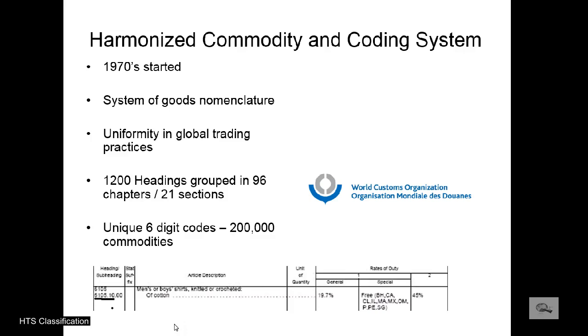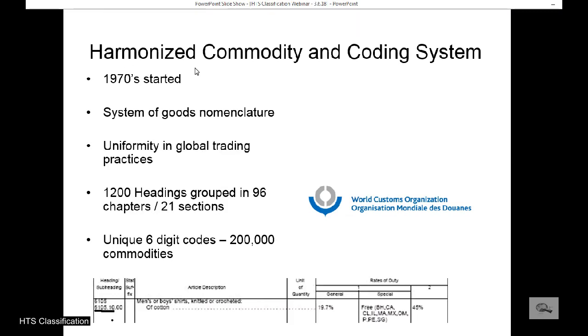At one time, each country in the world had its own procedure of how to classify products. With the advent of the Harmonized Commodity and Coding System, uniformity of classification was adopted by participating countries. Generally, this uniformity goes to the subheading level, which is the first 6 digits of classification.